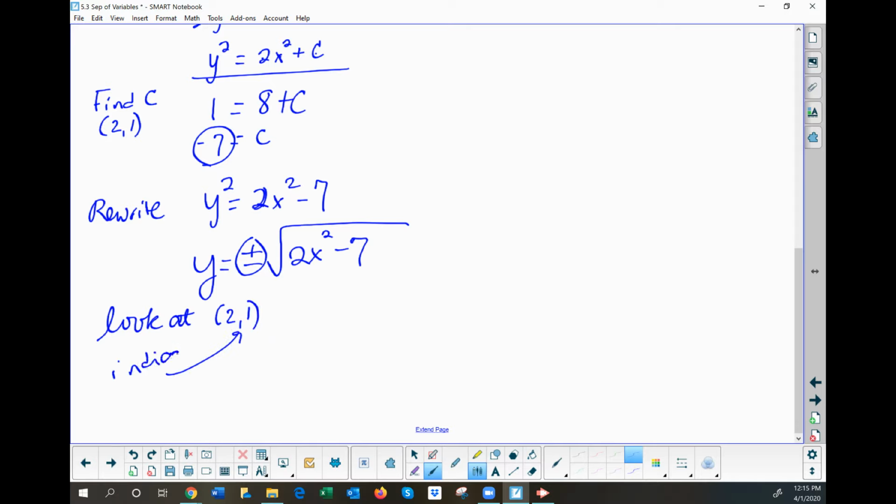The only way to get y equal to a positive is to remove the plus minus and just stick with the positive, which I really don't need anything there. And this should be our solution.